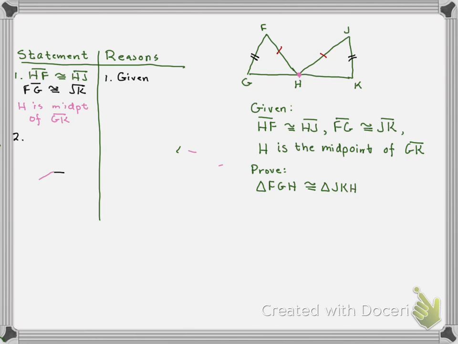So going from that part of the statement previous, statement number 2 is going to be that GH is congruent to KH. And the reason that phenomenon exists is because of the definition of the midpoint. Because H is the midpoint, that's why GH and HK or KH are congruent.